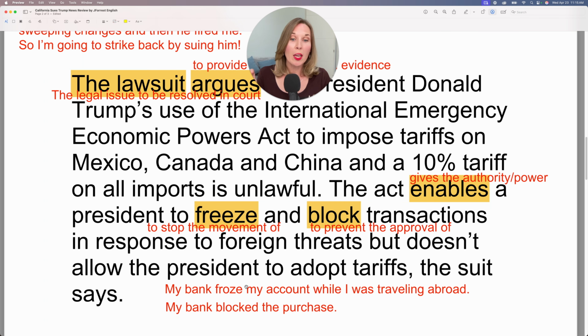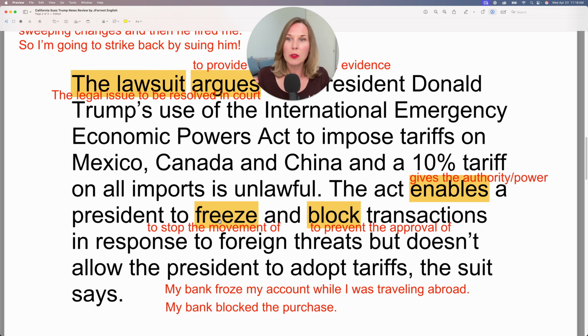You could say, my bank froze my account. So that's the past simple of freeze. And remember, this is a verb. My bank froze my account while I was traveling abroad because they thought there was a security risk because there were transactions in Thailand, but you live in North America. Or you could say my bank blocked the purchase. So they can block a specific transaction, which means you go to pay for a car in Thailand and it says declined because they think it's suspicious or maybe there's some other reason. So let's review this part again.